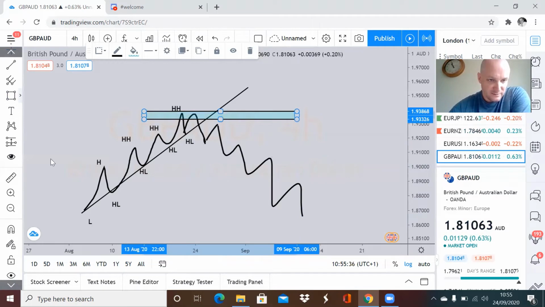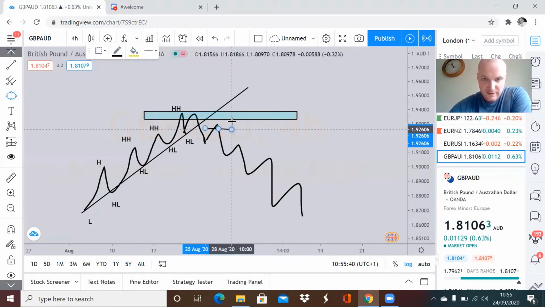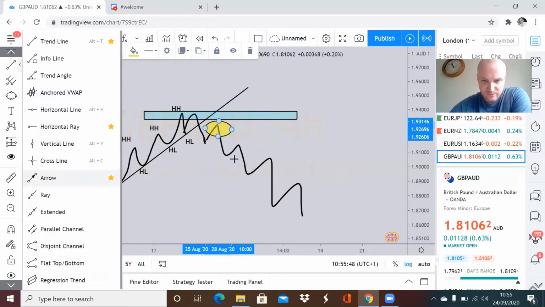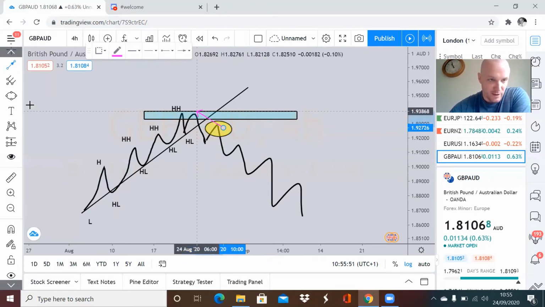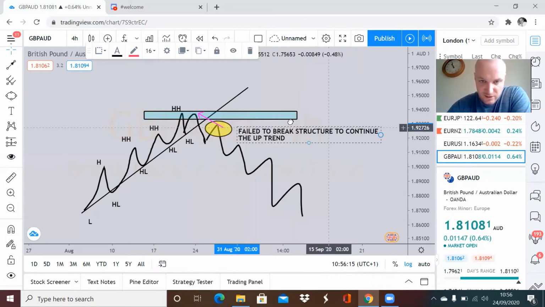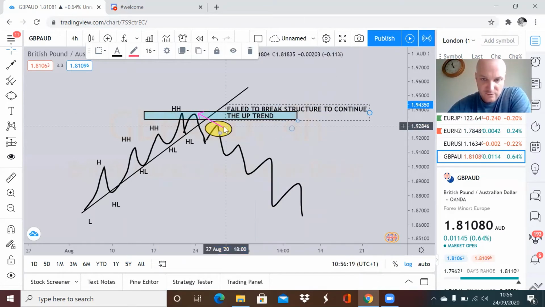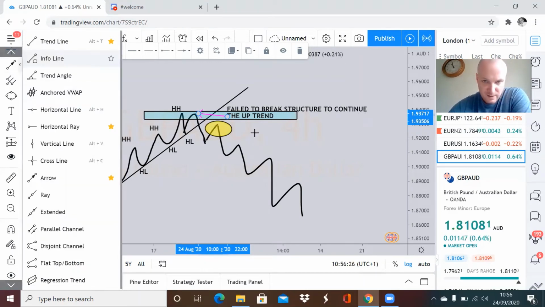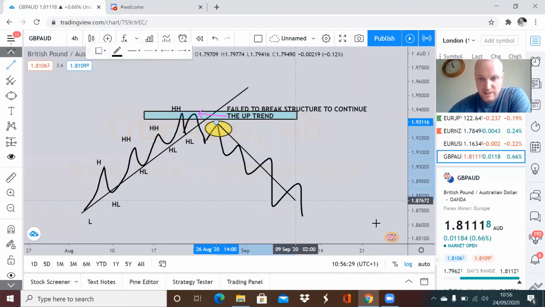This here we failed to break the previous area. Okay, we'll get the magic wand out. This here we failed to break structure to continue the uptrend. So once we failed to continue to do that, from this here, we come back down and we are now officially breaking structure and in a reversal downtrend.